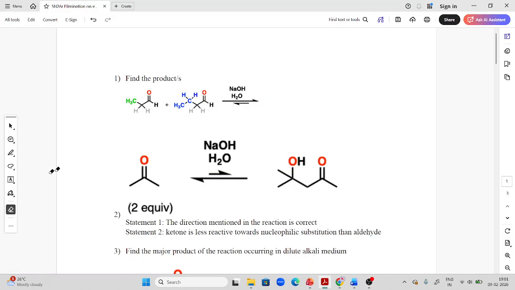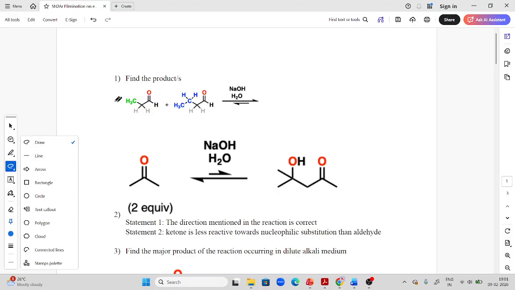Let's start with the first question. Find the products of these corresponding aldehydes in the presence of sodium hydroxide and water. So let's discuss statement based questions at first and then we'll go for the mechanism here.